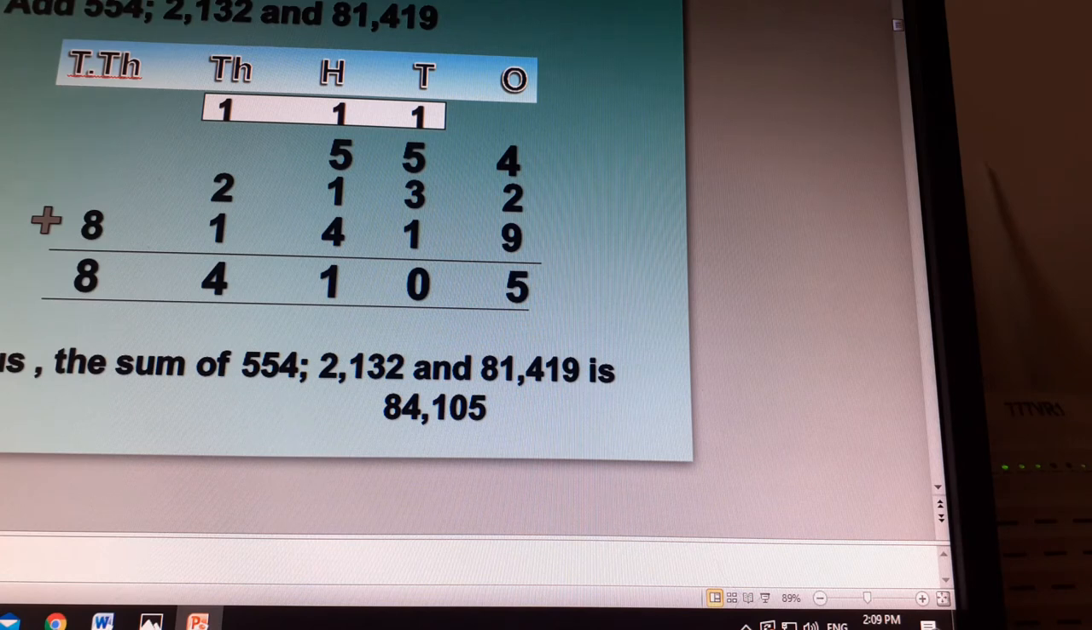In the last 10,000 column, you are seeing it is only one number. There is no other number to add. It means 8. Answer 8.